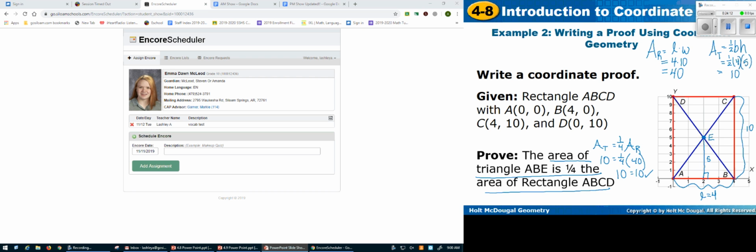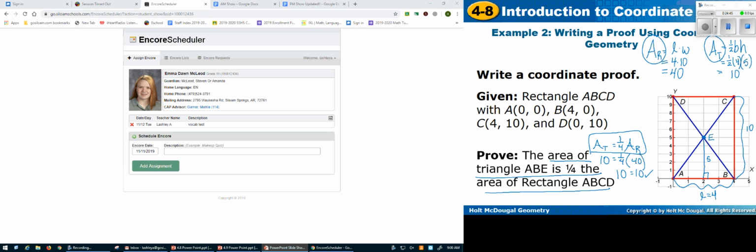It's not a 2-column proof. It is just putting it on a coordinate plane and then showing your work to prove what you're trying to prove. The kicker is, for me, make sure you don't just put 4 times 10 is 40, 1/2 of 4 times 5 is 10, and then say 1/4 of 40 is 10. You didn't name or identify anything you were talking about. So make sure you're labeling. What are you finding? Area of the rectangle, area of the triangle. What are you trying to prove? And then show your work underneath. Any questions? Okay, that's 4-8.